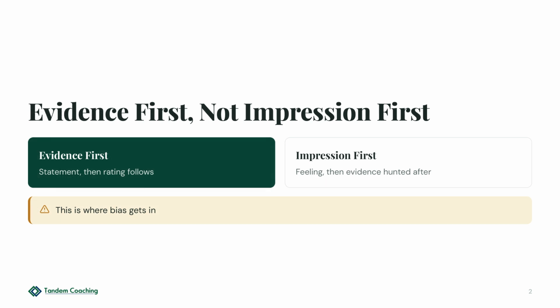Let me slow down on why the order is the whole discipline, because this is where evaluators go wrong. Evidence first. What did the coach actually say or do? Statement second. Which behavioral statement does that evidence speak to? Rating third. Now and only now do you assign and justify it. The failure mode has a name, impression first. You hear a moment, instantly feel it was strong or weak, and go looking for evidence to back up the feeling you already have. That is backward, and it is how bias gets in. The moment the impression leads, you are no longer evaluating, you are confirming.